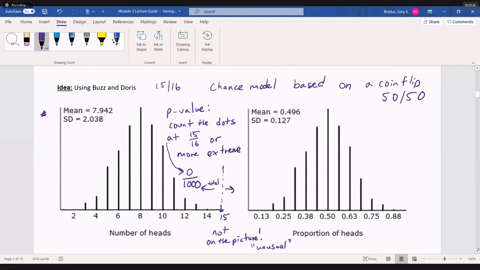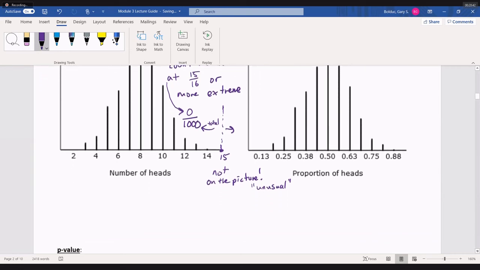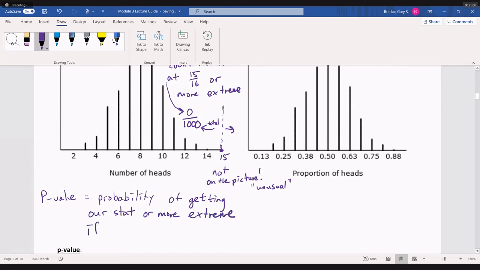And so specifically, we are trying to define here, be very specific about this, the p-value is the probability, so there's that word probability coming back for us, probability of getting our statistic. So in this case, remember, we're thinking the 15 out of 16 or more extreme, if, this is a big if, the null is correct.